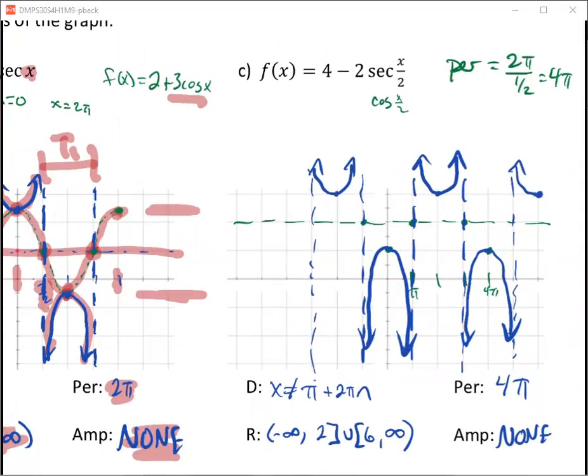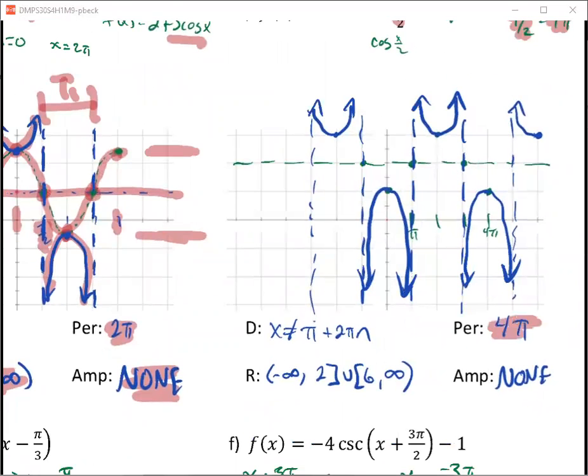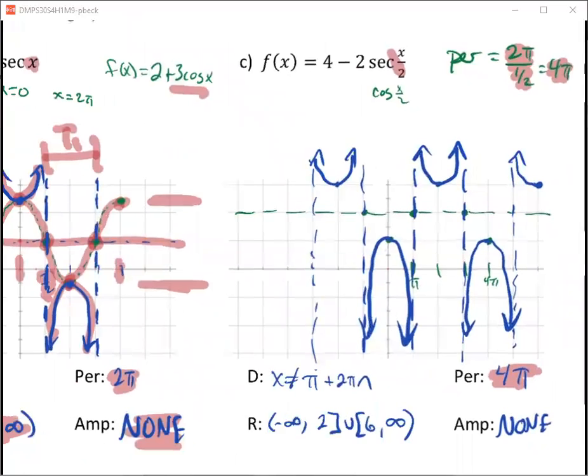I'm going to go ahead and actually talk about that right now. So this b value is 1/2, so our period is 2 pi over 1/2, which is 4 pi. I'm going to go ahead and list that there. That's nice to know in advance, but at the same time, we should be able to see that from the graph, and I'll show you why.